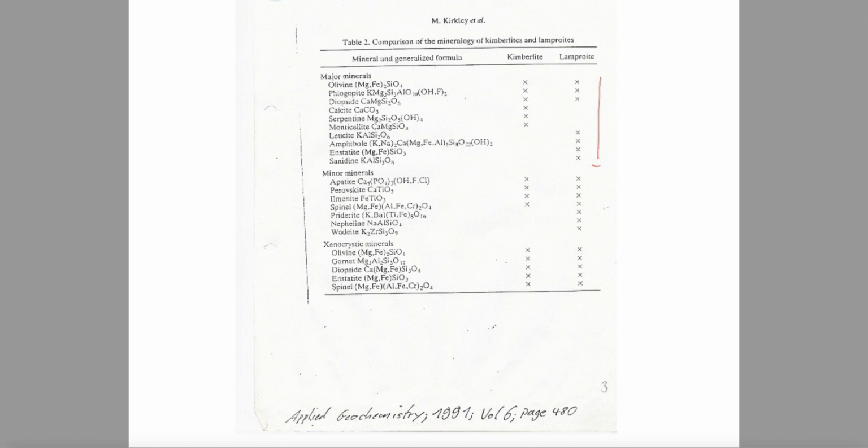Then we have xenocrystic material inside, from the surrounding area, from the diamond window. There we have olivine, garnet, diopside, enstatite, and spinel. All of them occur both in the kimberlitic melt as well as in the lamproite. But the garnet is also a very important indicator mineral in diamond exploration. Then we have to distinguish between peridotitic diamonds, which we call P-type diamonds, and eclogitic diamonds, which we call E-type diamonds.